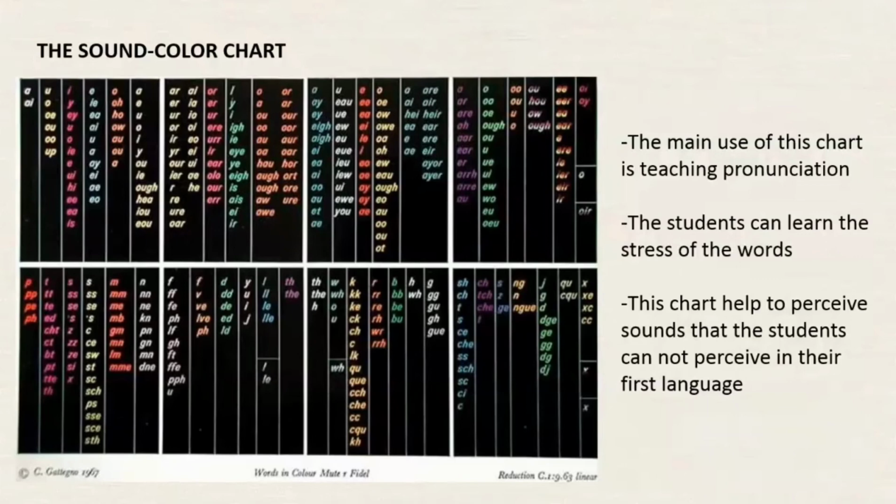Another one is the sound color chart. It is used to teach pronunciation. Here, the students can learn phonology of the words and also the stress of each word. It also helps to perceive sounds that the students can't perceive in their first language. And then they can practice and improve these aspects in their skills.